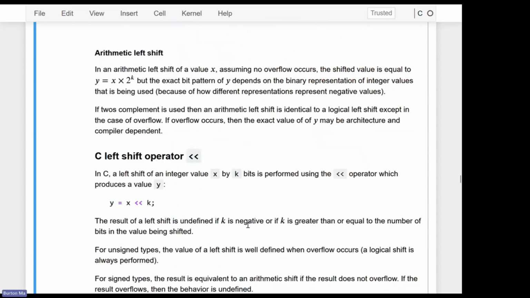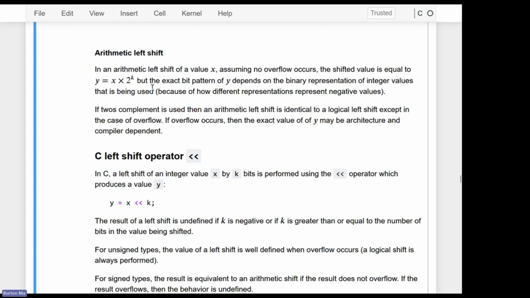Okay, now what happens if your number is a signed value? If your number is signed and no overflow occurs, then you get the exact same result as in a logical shift. So if no overflow occurs, you shift left by K bits, that's like multiplying the number by 2 to the K.